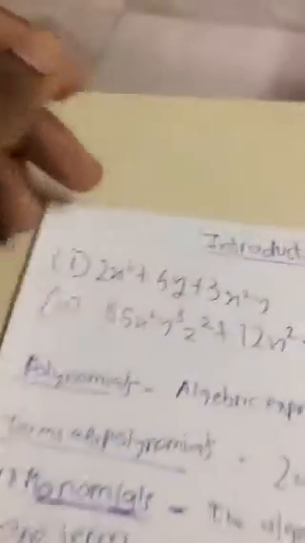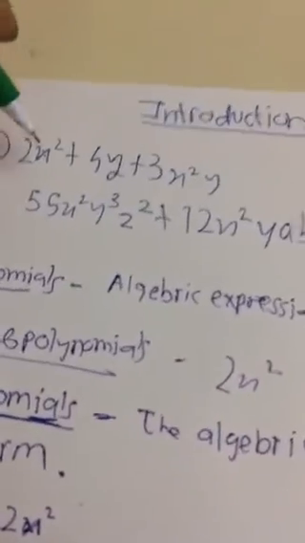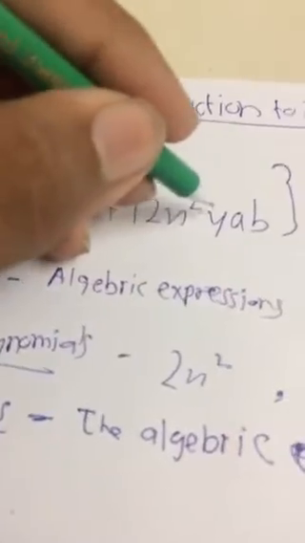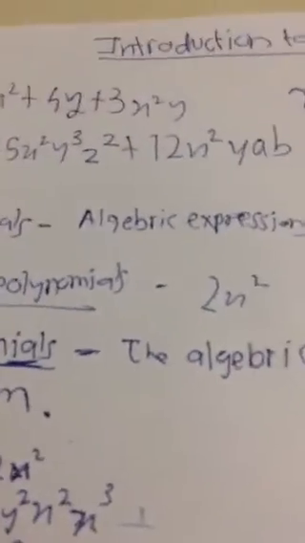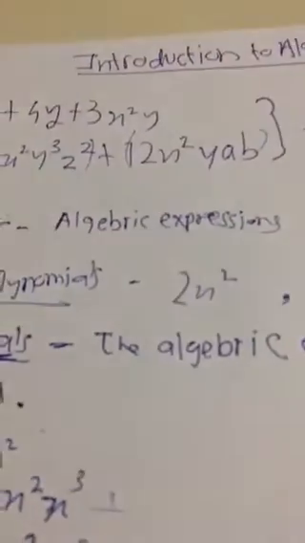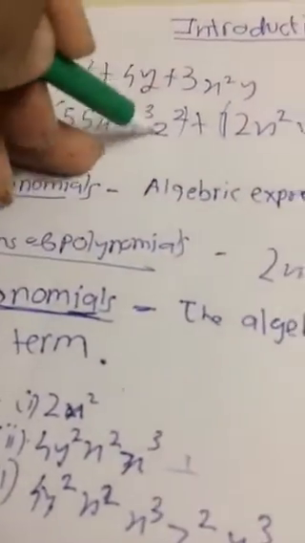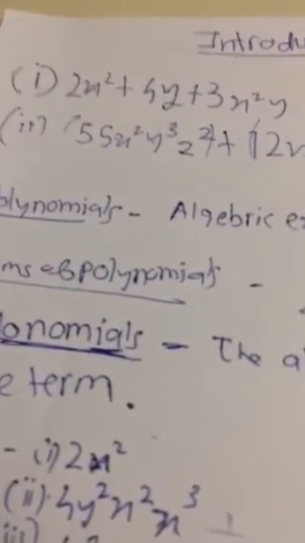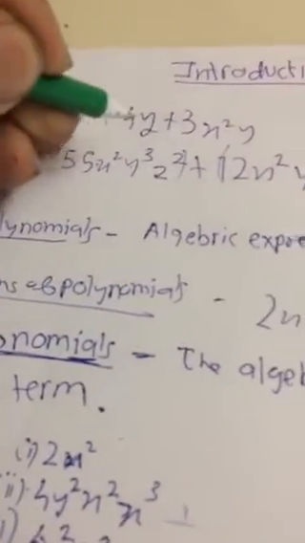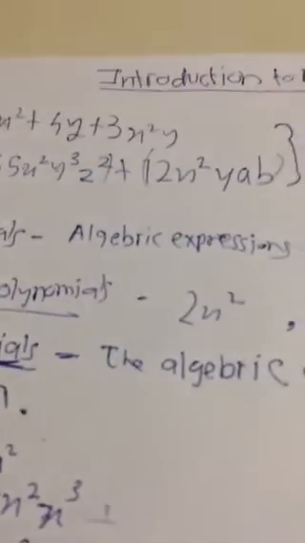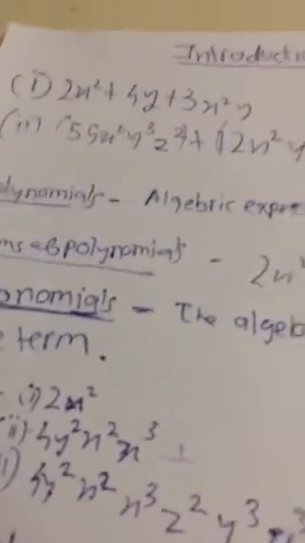In the first example, where I gave you algebraic expressions, observe that 55x square y cube z square plus 12x square yab is also a binomial, because there are only two terms. Again and again I am telling you that the number of variables does not affect the terms of a polynomial. So it is a binomial. Is that okay?